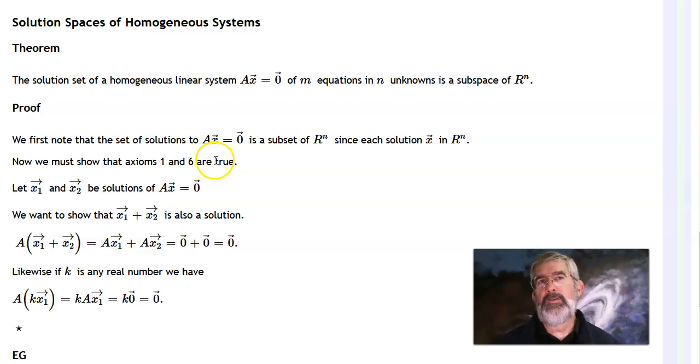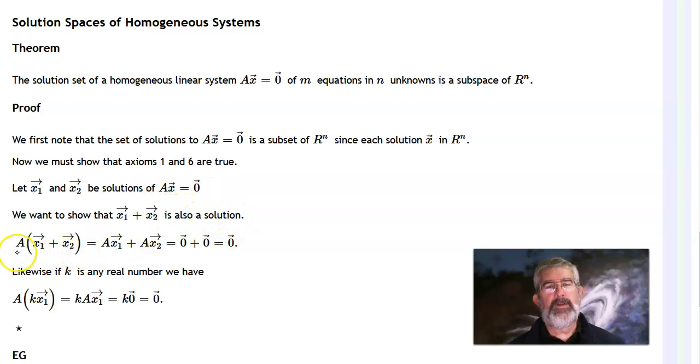Now I just need to know that it's closed under scalar multiplication and vector addition, and let's prove those in the other order. We've got to show axioms 1 and 6. So let's take two vectors in the solution set, x1 and x2, that I know when I multiply by the matrix A, I'm going to get 0 out. I want to show that the sum of those two also satisfies that, so that when I add them up and plug it in for x, it multiplies to be the 0 vector.